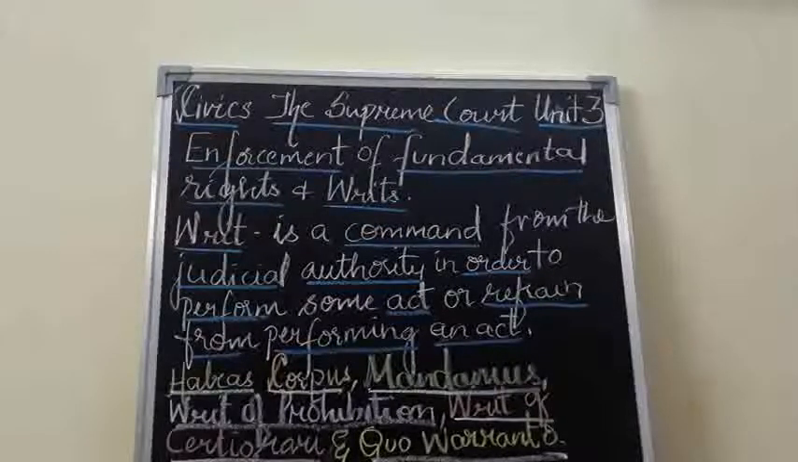Quo warranto. This is issued to stop an unqualified person from holding a public office. It prevents the public officer from forcibly or wrongly holding a high public office. So this is the definition of each of the writs.